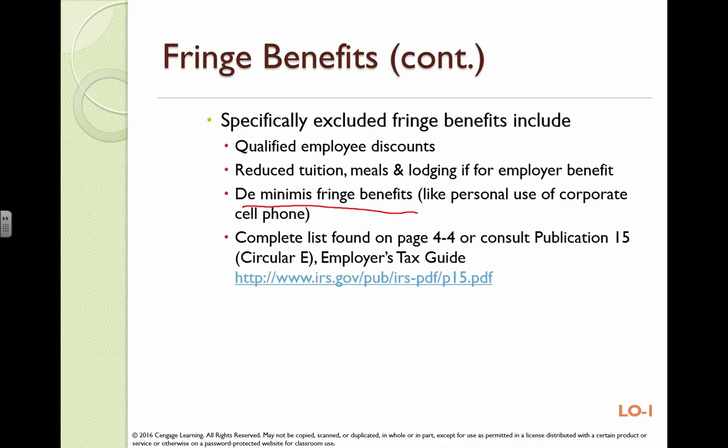De minimis fringe benefit, de minimis is Latin for a little or minimal amount. That's like if they provide you with a cell phone and you can also use it for personal use. It's so small they're not going to track it. You don't get taxed on it. Or everybody gets a turkey at Thanksgiving. It's not like the $22 turkey is going to show up on your W-2. It's too small to track. And then there's a complete list in the book.